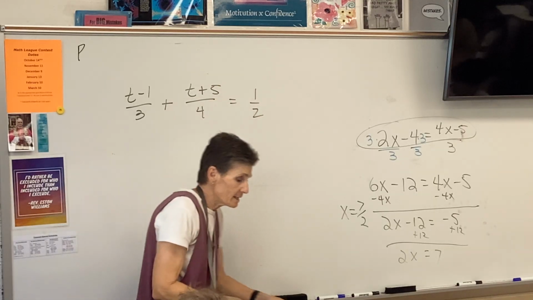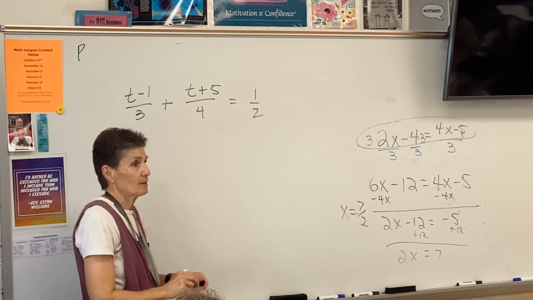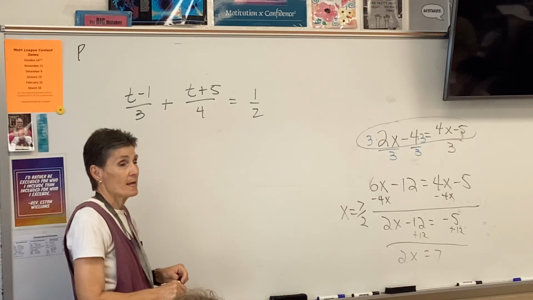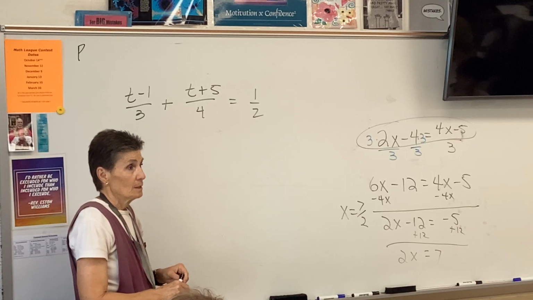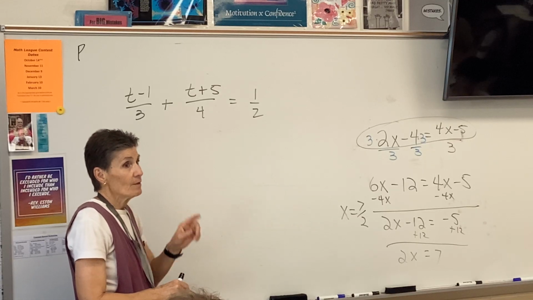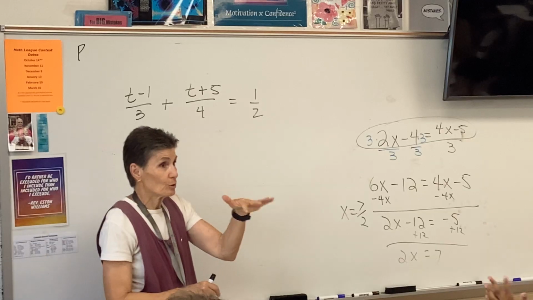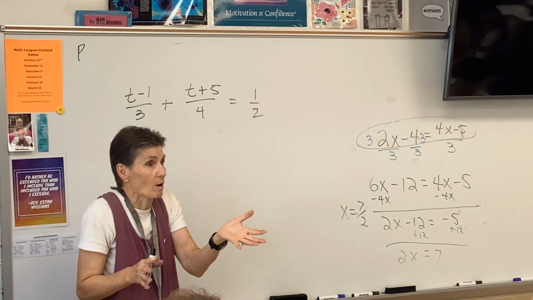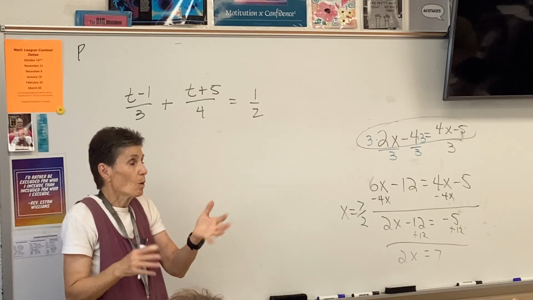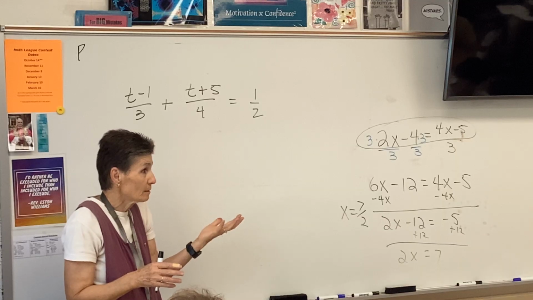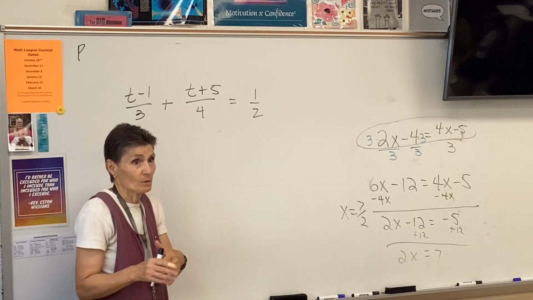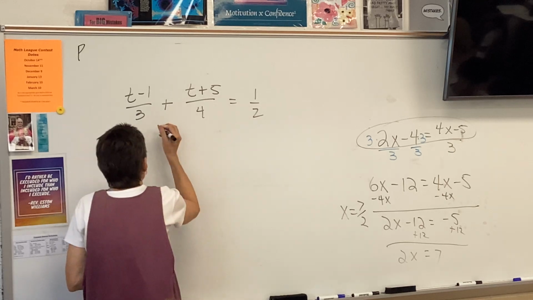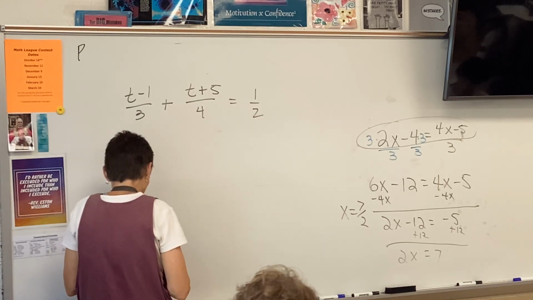And what is our common denominator for 3 and 4 and 2? 12. Now, there are other denominators you could use. For example, you could use 24 if you wanted to. 12 is the smallest option, so I'll use 12. But you could use other numbers. I'll use 12. Okay.